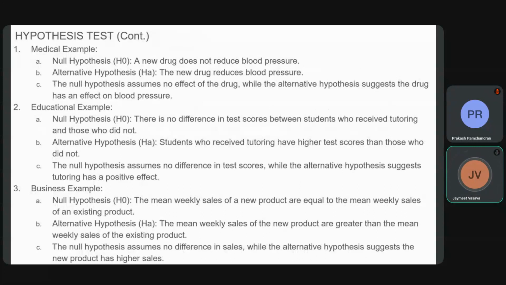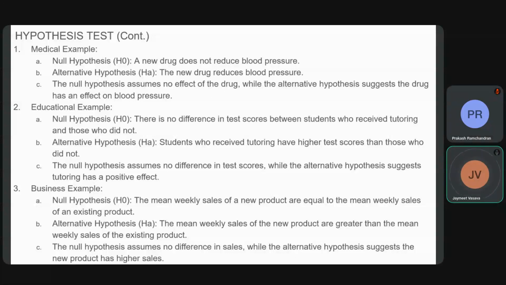So some hypothesis test examples. First, we'll take the medical example. The null hypothesis says a new drug does not reduce blood pressure. The alternative says the new drug reduces blood pressure. So the null hypothesis assumes no effect of the drug, while the alternative hypothesis suggests the drug has an effect on blood pressure.